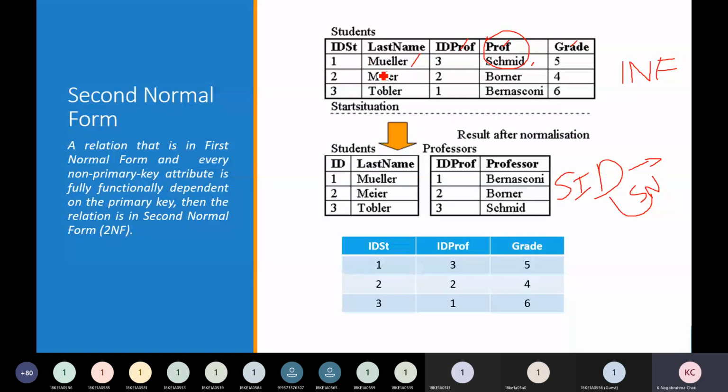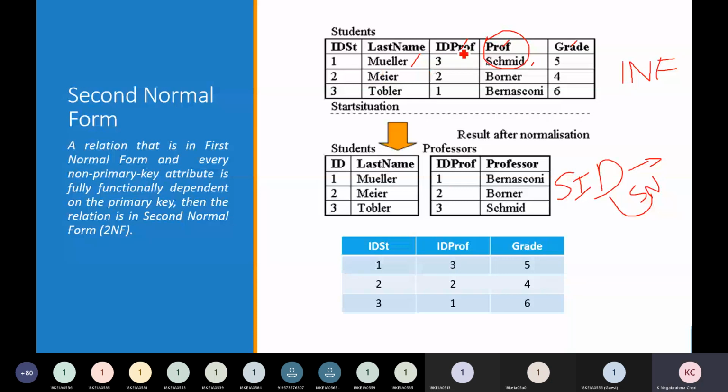So now what I am doing, I want to break this table into two tables. One is student details and another one is professor details. We are also having the grade, so you can add grade in the professor table.